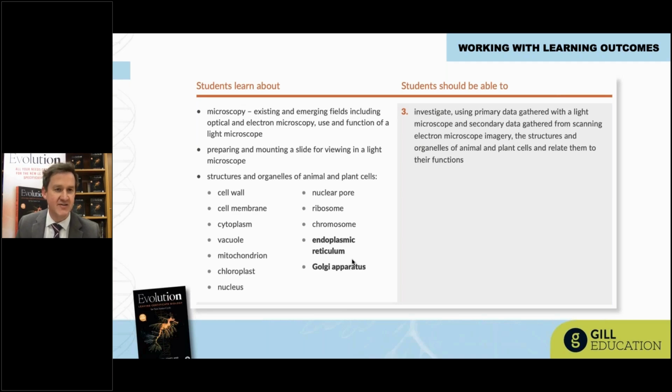And again, you can see on the left-hand side, the context that's provided there. So again, microscopy, the idea of microscopy, preparing and mounting a slide for viewing in the light microscope, then students must be able to do that. And then they need to be able to compare all those parts that are labeled there. You can see there in higher level, a couple of new ones compared to the course that we're teaching at the moment. We now reference endoplasmic reticulum and Golgi apparatus.